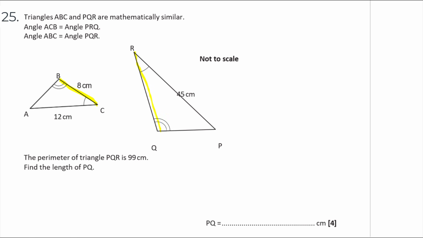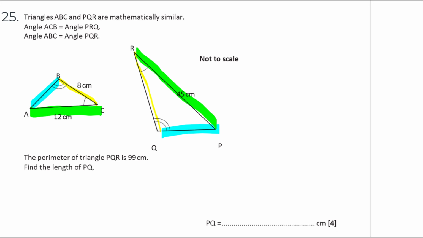The longest one, which is opposite B on this triangle, must be that one going down there, and this one, AB, must be matching with that one there. Okay, so it's important you match up the right sides with the right sides in this question. Okay, so the perimeter of the triangle PQR is 99. Find the length of PQ.